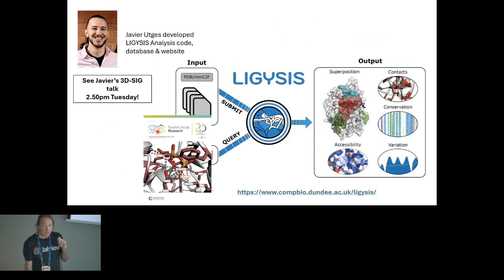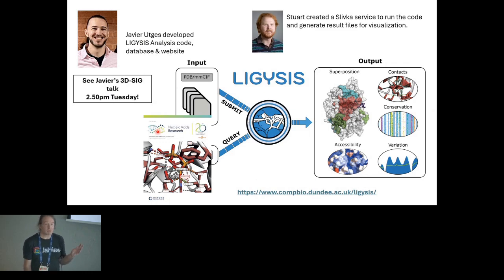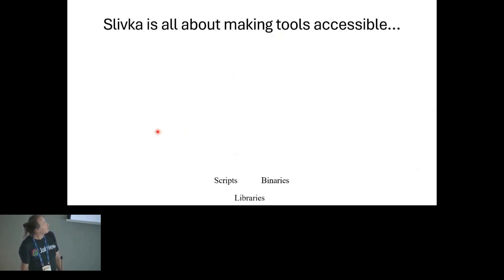The other thing was that Javier Oetges is in the audience. He was actually a guinea pig for seeing whether you can separate the development of the web service from the development of the website. So Javier developed the front end, and then Stuart developed the back end with Slivka. And I don't even know where that's installed on the system. It was a surprise that everything was working. It was great. Do check it out. That's a 3D sig thing, but yeah.